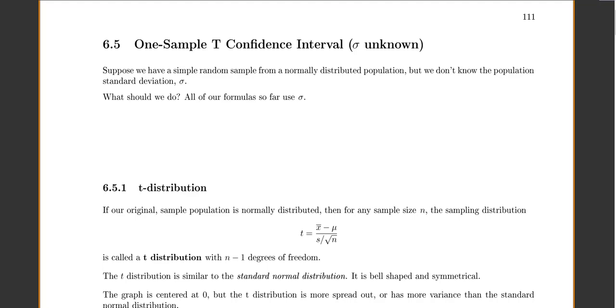And so why would we know our population standard deviation sigma? There's a few scenarios where that actually makes sense, but in practice, usually if we don't know the population mean, we don't know our population standard deviation. But what are we going to do? Because all of our formulas so far use sigma, our population standard deviation.